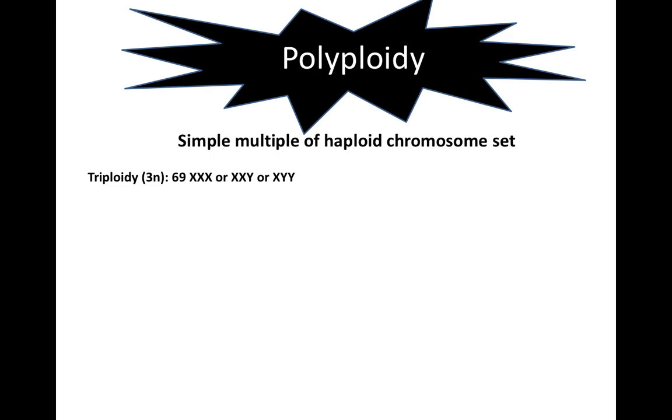The sex chromosomes can be any of three possibilities: either 3 X chromosomes, or 2 X chromosomes and 1 Y, or 1 X chromosome and 2 Y chromosomes. Another example of polyploidy is tetraploidy. Tetra in Greek means 4. So it's 4n, that is 92 chromosomes, either 4 X chromosomes or 2 X and 2 Y.